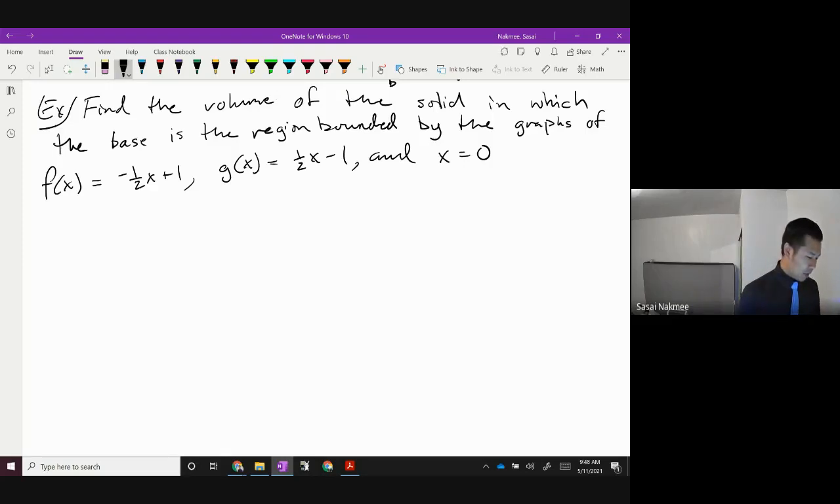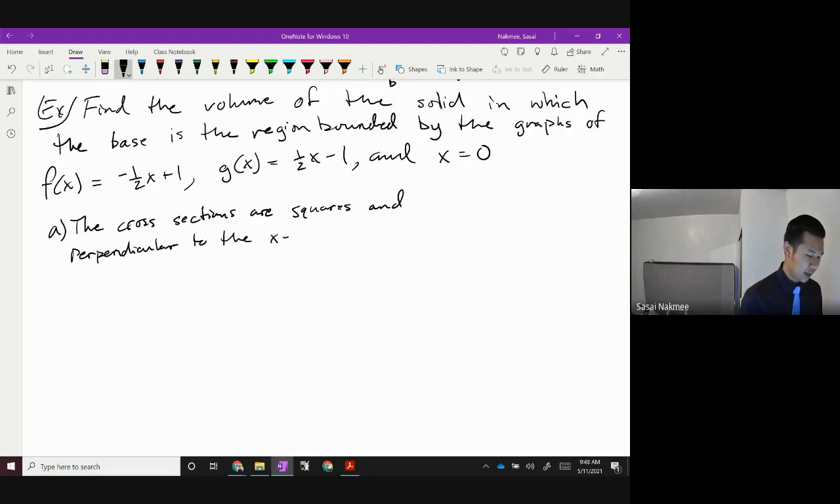So let's break this up into parts here. First part, let's call it part A. Let's say I was asked to find the area where the cross sections are squares and perpendicular to the x-axis.